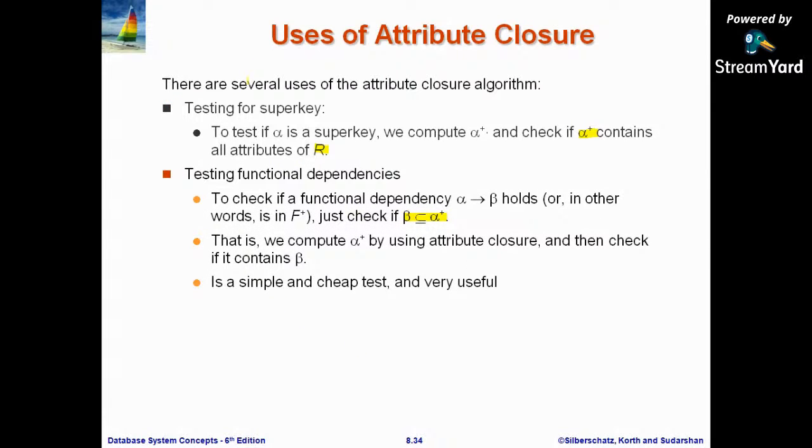So the calculation of attribute closure helps us test for a super key. We have seen you calculate AG plus, and if AG plus has R, then it is a super key. You can also test whether functional dependencies hold or not. If you are given alpha plus and asked whether alpha tends to beta holds or not, you check: if the value of beta is in alpha plus, then alpha tends to beta holds. So you can check whether alpha tends to beta holds by looking at alpha plus.